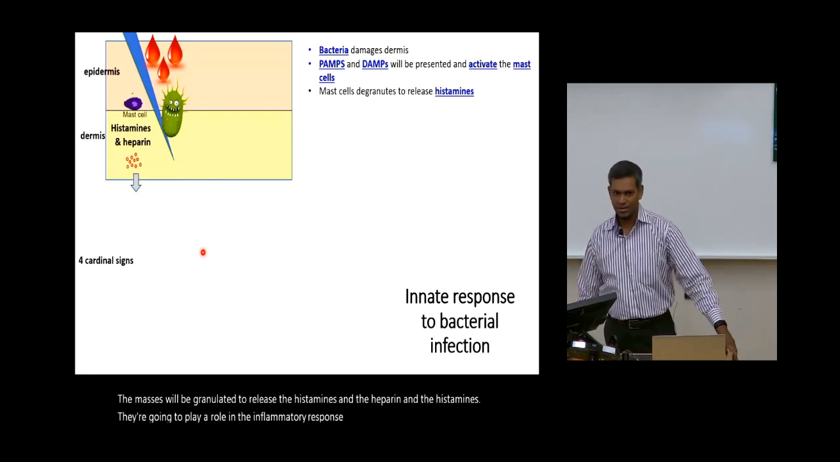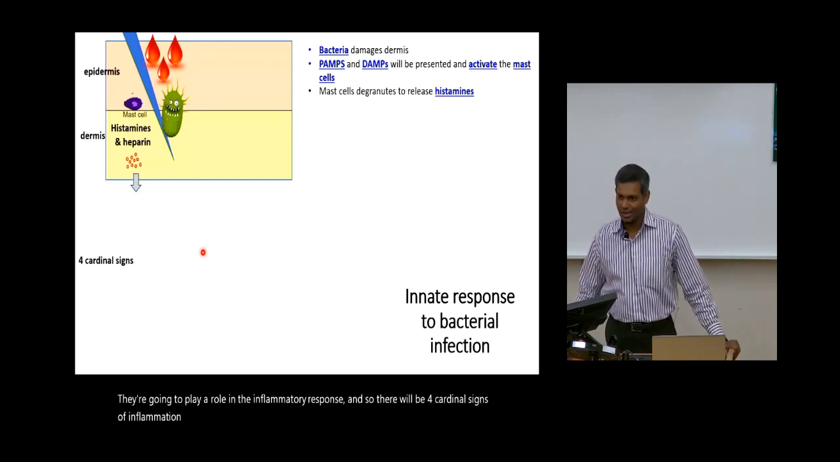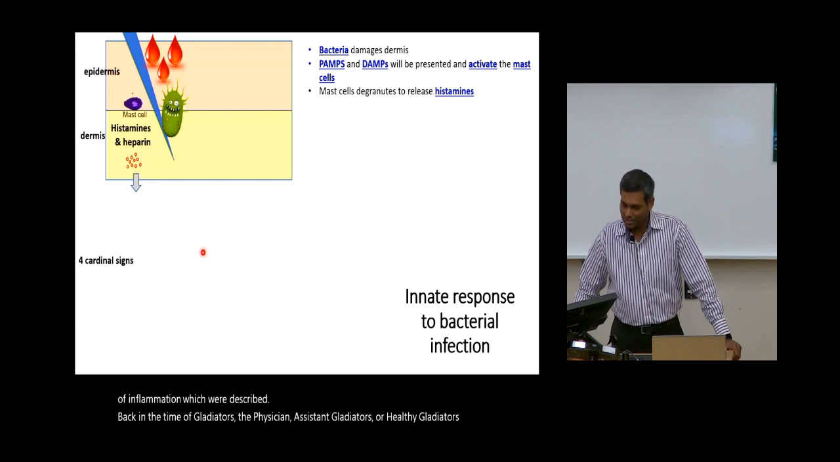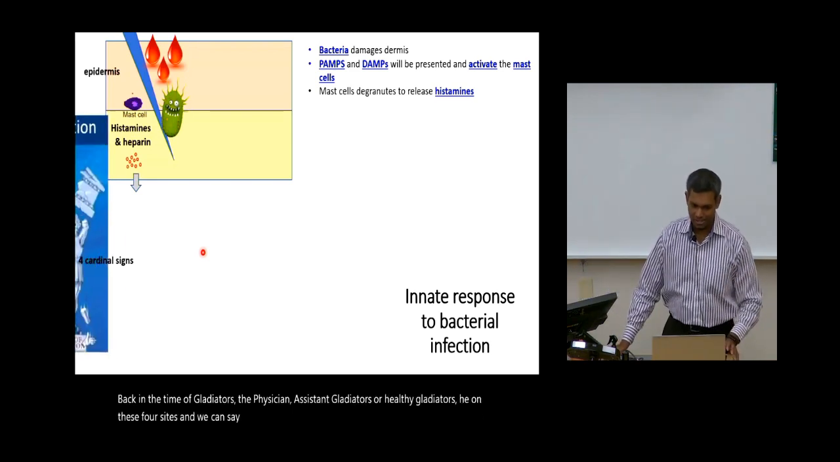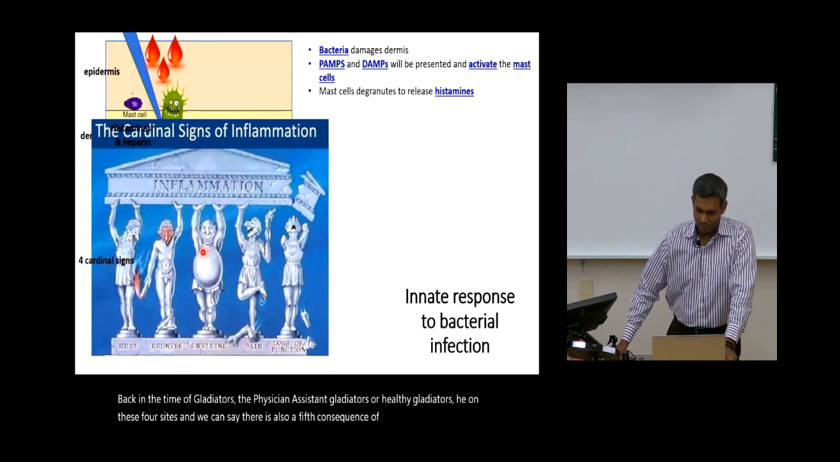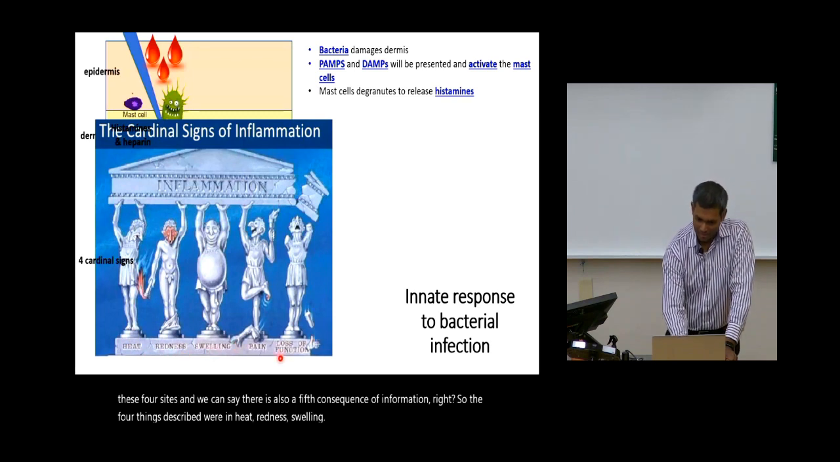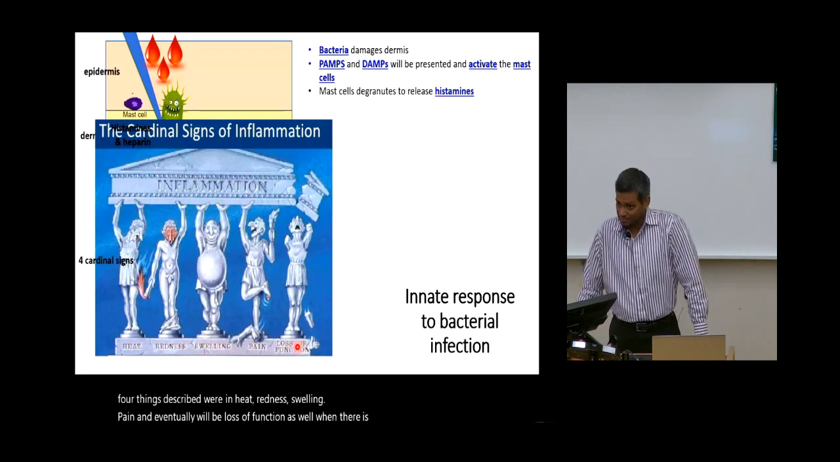And so there were these 4 cardinal signs of inflammation which were described back in the time of gladiators. The physician helping gladiators found these 4 signs, and we can say that there's also a 5th consequence of inflammation, right? So the 4 things described were heat, redness, swelling, pain, and eventually there will be loss of function as well when there is inflammation.